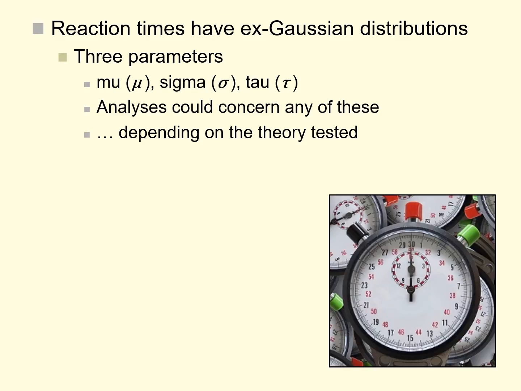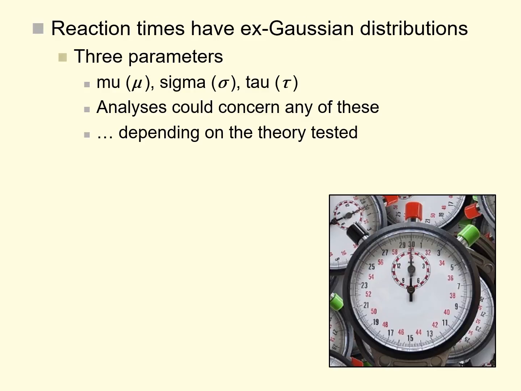Reaction times have been characterized as having this ex-Gaussian distribution, and an ex-Gaussian probability distribution has three parameters that define it. There's mu, which is kind of like the mean, the center of that major hump of the distribution. Sigma, which is kind of like the standard deviation, so how wide that central hump is. So mu and sigma look a lot like mu and sigma for the normal distribution. The difference is in the ex-Gaussian distribution, there's this third parameter, tau, which is how tailed or stretched out that right tail of the distribution is.